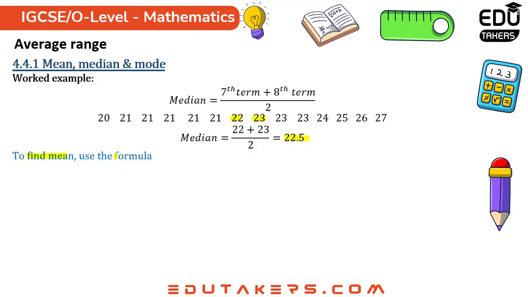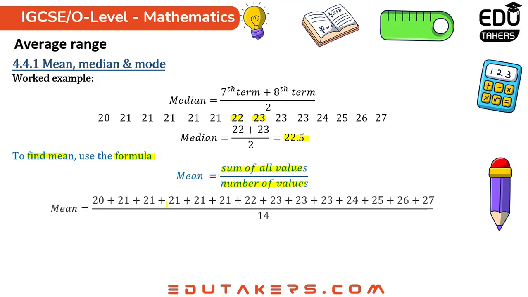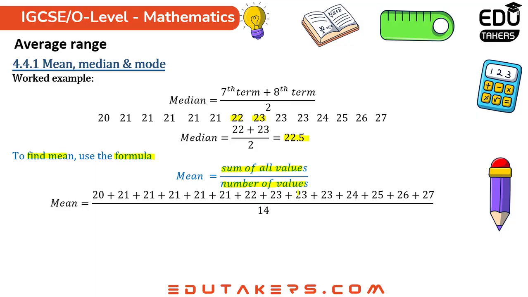Now to find the mean, use the formula. Mean equals sum of all values over number of values. We will add all the values, and the number of values is 14. So the mean is 318 over 14 equals 22.7. Mode is 21. Median is 22.5. And mean is 22.7.